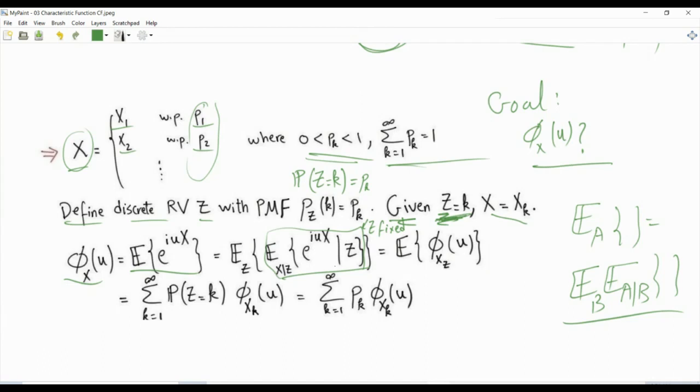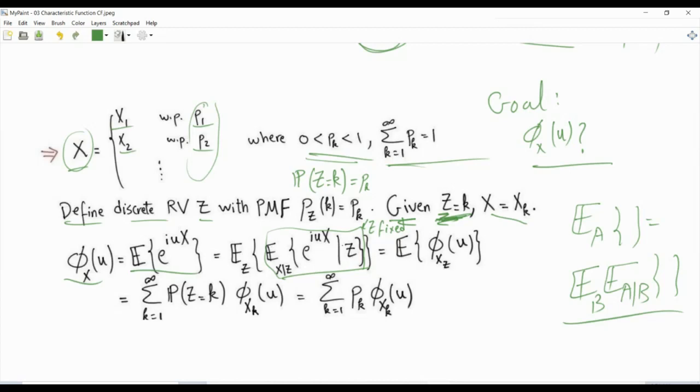So the inner expectation is phi of X_Z of u, which means that if Z is 1, this is the characteristic function of X1. If Z is 2, this is the characteristic function of X2. If Z is 3, it's the characteristic function of X3. Why? Because if Z is equal to k, then X is equal to X_k. And so, are we done?